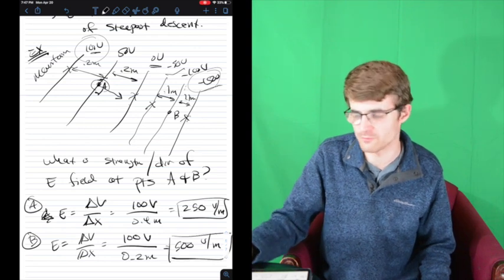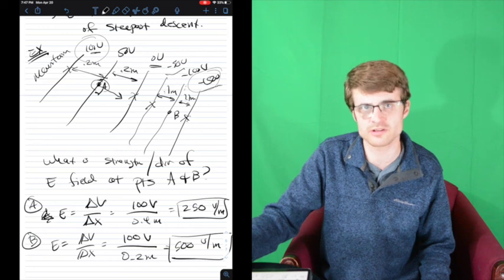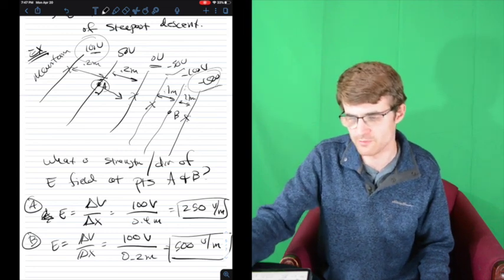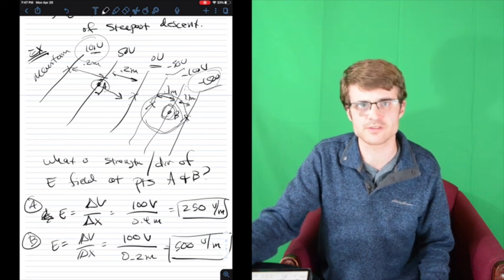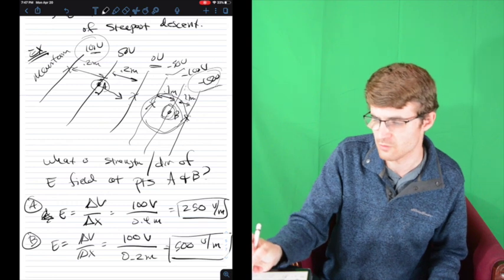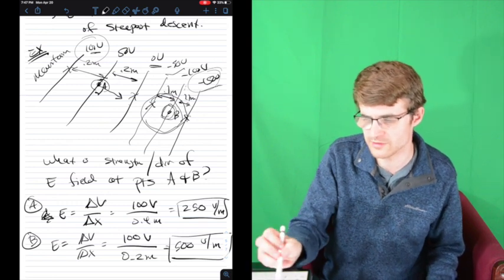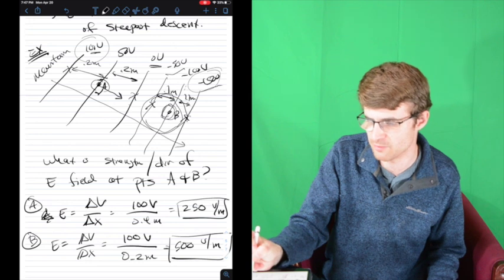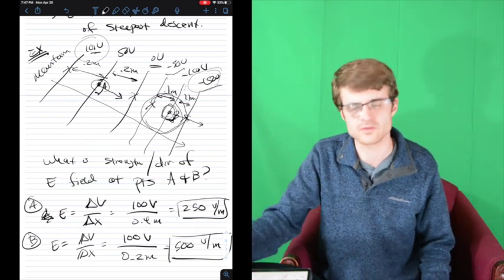And that checks out because 500 is stronger than 250, and at point B, you can see the contour lines are closer together over here, which means that the electric field should be larger. So what's the direction that the field's pointing? Again, this is all downhill here, so it's going to be pointed downhill. It's going to be perpendicular to that line there.